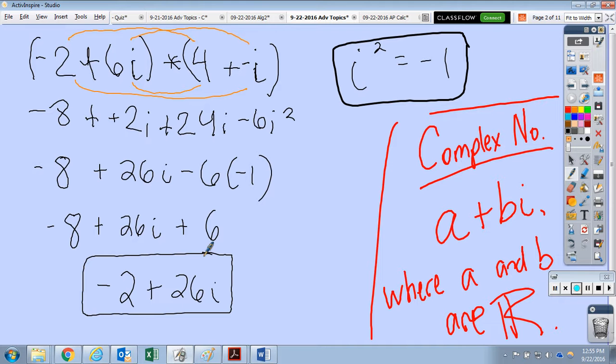Complex numbers are written in the form a plus bi. You usually don't see it as bi plus a, where a and b are real numbers.